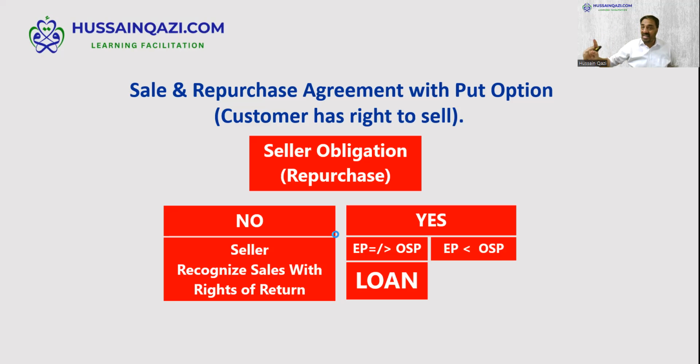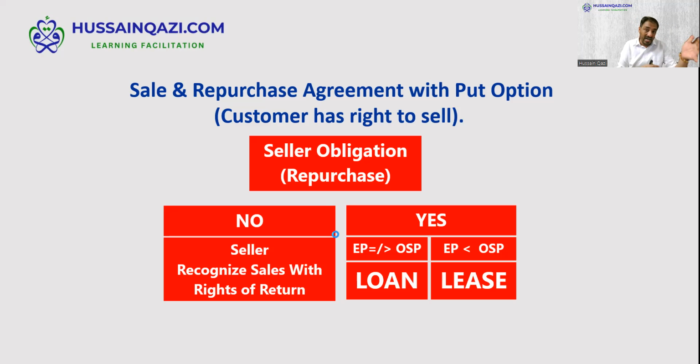If the exercise price of the put option is less than the original selling price, then in this case the sale will not be recognized, and the transaction will be recorded as a lease contract. The seller only provides or hands over the inventory to the buyer as a lease contract.